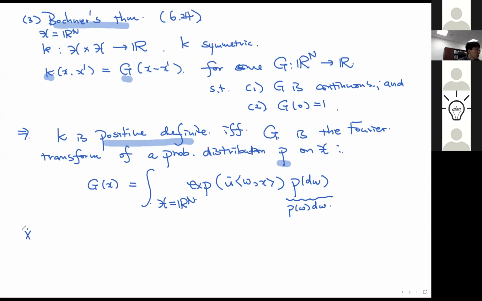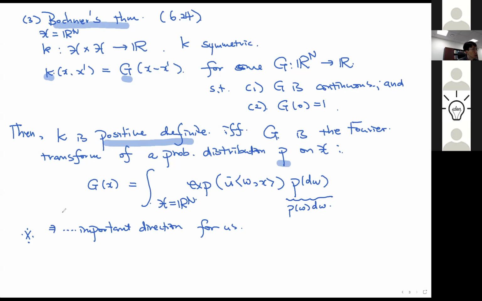But the way we're going to use this result is this direction. Let's just write it this way. This is the important direction for us, because that's the direction we're going to use to derive an approximate kernel from K, given K.